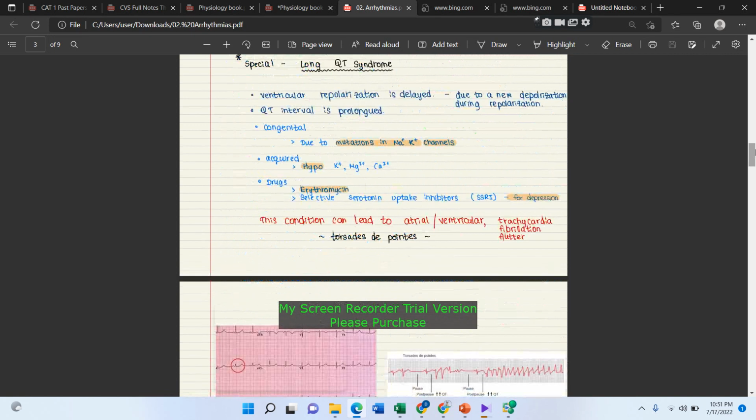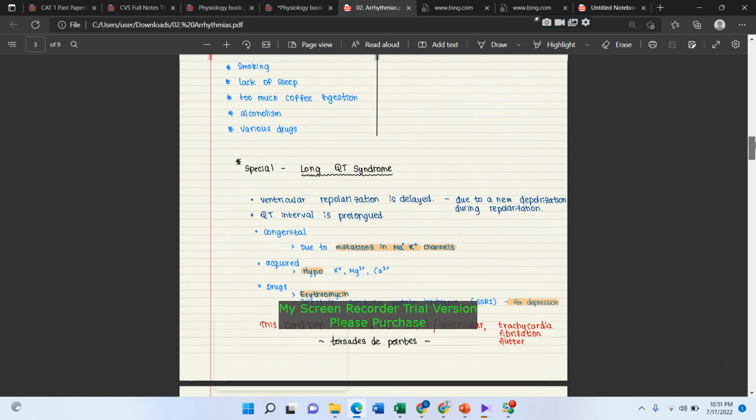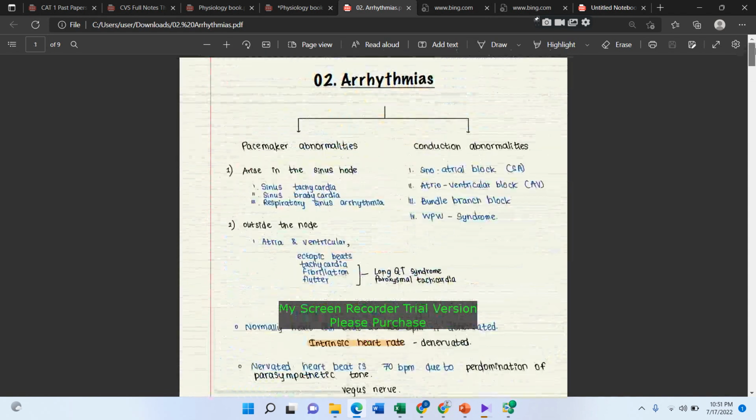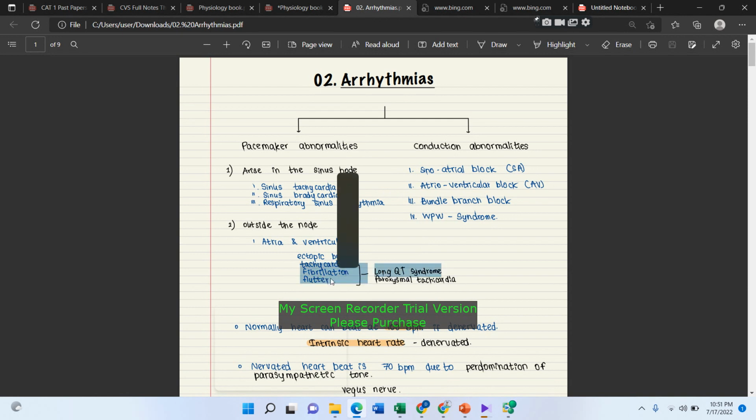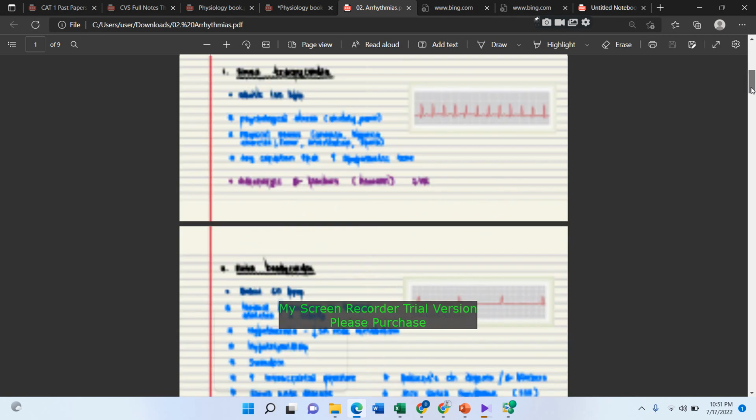Okay. And then if we talk about the long QT syndrome, now we are going to discuss two reasons for the other types of arrhythmias we talked about. They are long QT syndrome and paroxysmal tachycardia. They are the two main causes for these three types of arrhythmias: tachycardia, fibrillation, and flutter. So to discuss these three, we first need to look at long QT syndrome and paroxysmal tachycardia. So let's go and check it out.